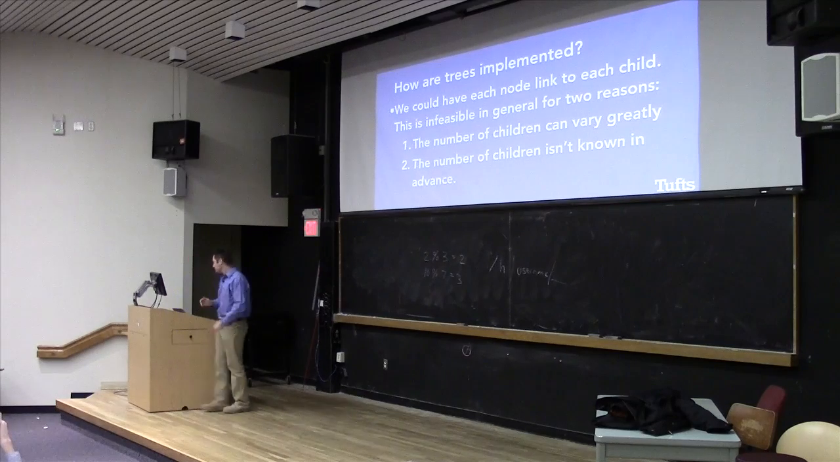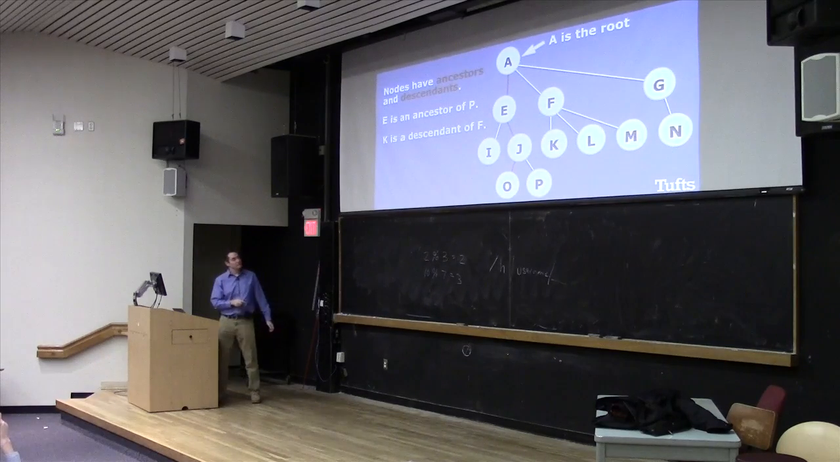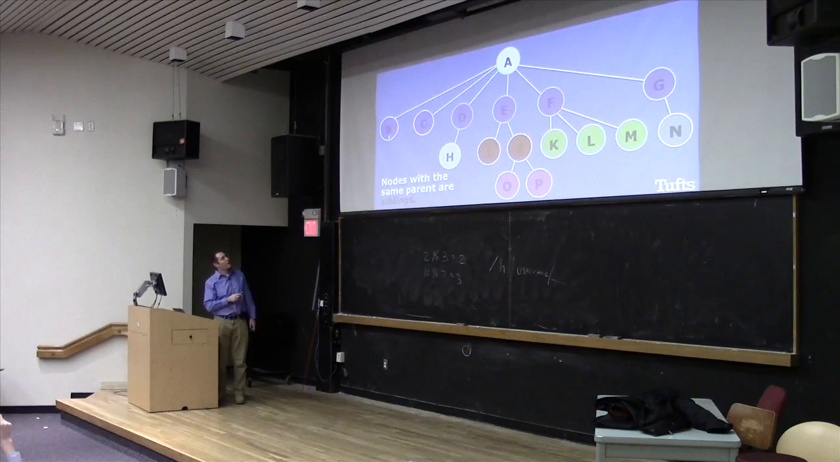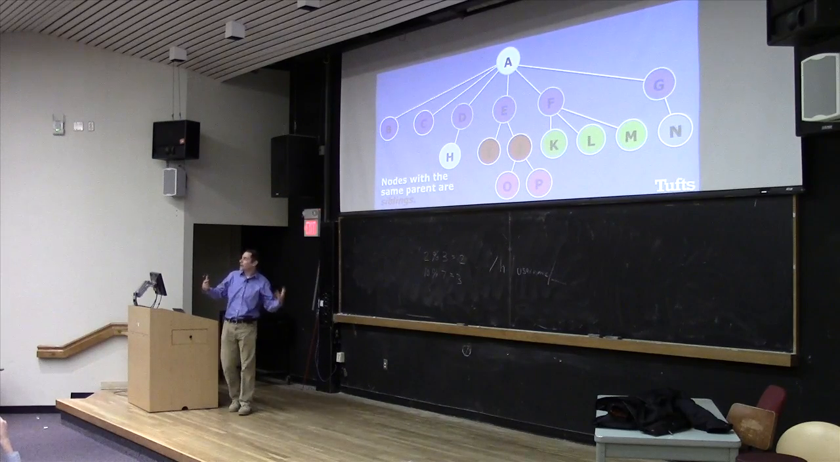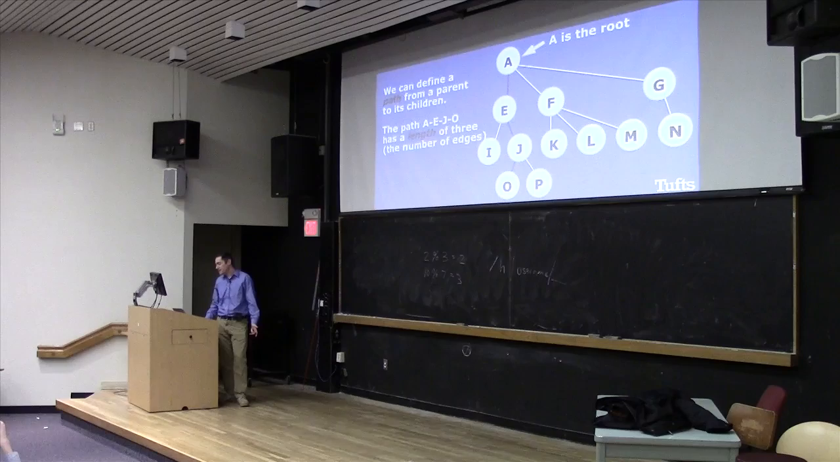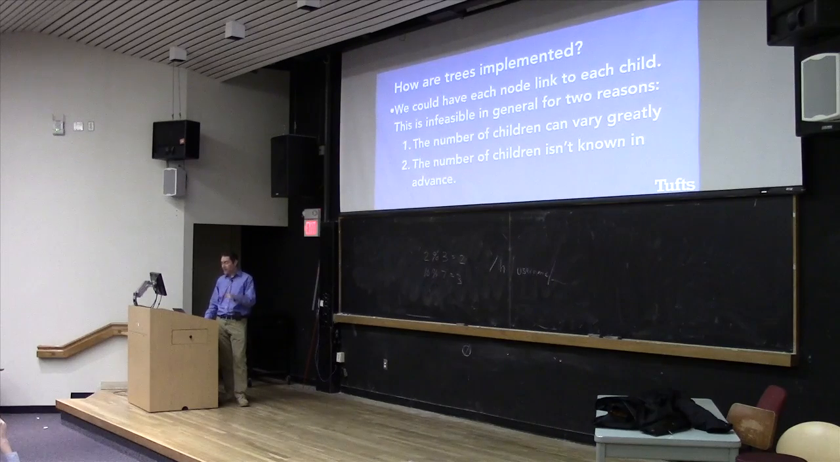The problem is, if you go back here, that for this one, A has 1, 2, 3, but way back at the beginning, A had 1, 2, 3, 4, 5, 6 children. How do you actually link directly in the data structure to each child if you don't know how many children there are? It's hard. There's no real easy way to do that, like if you try to link each one individually.